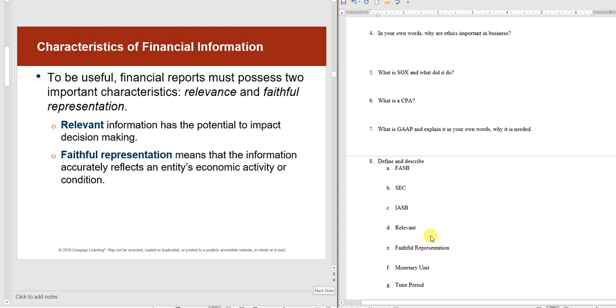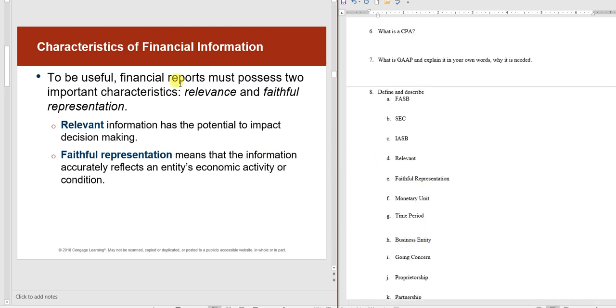A couple other important items: financial reports have two important characteristics. They're relevant and a faithful representation. We can't put everything in a financial statement, but we try to put in all of the relevant information, all the important information that has the potential to impact decision making. You're going to find out we don't always succeed in that. Some things are just too hard to get in there.